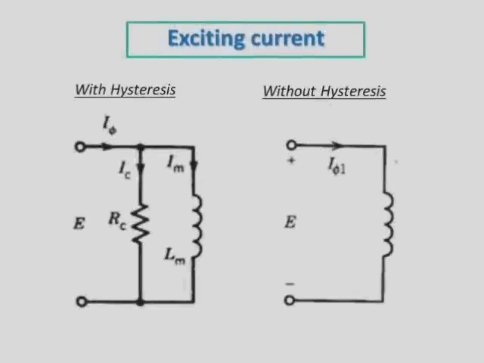Lastly is about the equivalent circuit of exciting current. For exciting current with hysteresis, the exciting coil can be represented by a resistance to represent the core loss and a magnetizing inductance to represent the magnetization of the core. Meanwhile, the exciting winding for exciting current without hysteresis can be represented by a pure inductance.